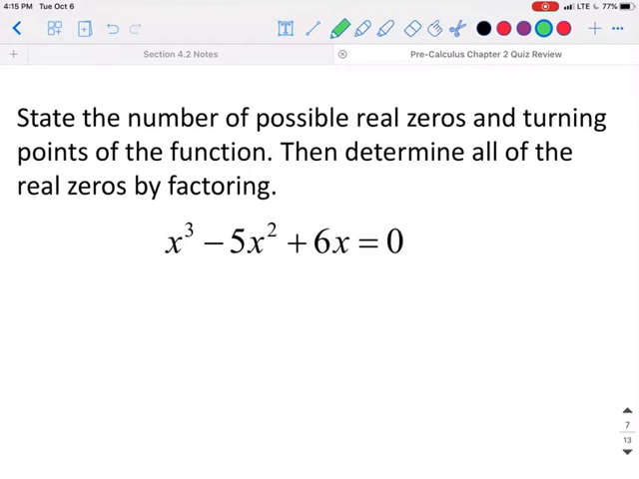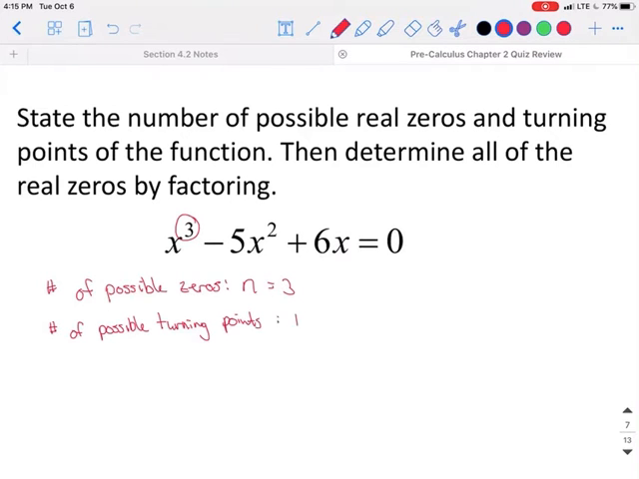State the number of possible real zeros, possible number of turning points of the function, and then define all real zeros by factoring. So to find the number of possible zeros, remember that is just your n value, or the largest degree, which in this case is 3. To find the number of possible turning points, that's just n minus 1, which in this case is 3 minus 1, or 2.